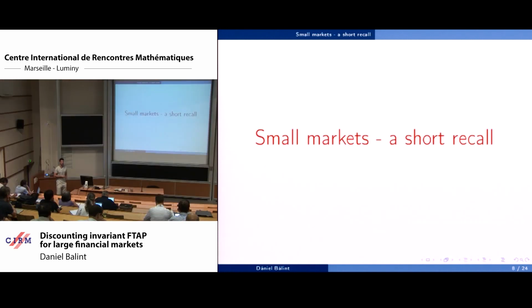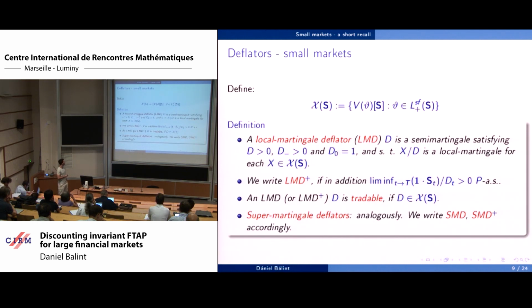So after this motivation, showing what can go wrong, we need to recall some small market results in order to continue with our results. So the small market framework, let us first define the set of value processes where we consider strategies which are self-financing and admissible. Then we call a semi-martingale a local martingale deflator if it satisfies this kind of positivity, it's normalized, and any value process of an admissible self-financing strategy deflated by this deflator is a local martingale. So this is a usual definition.